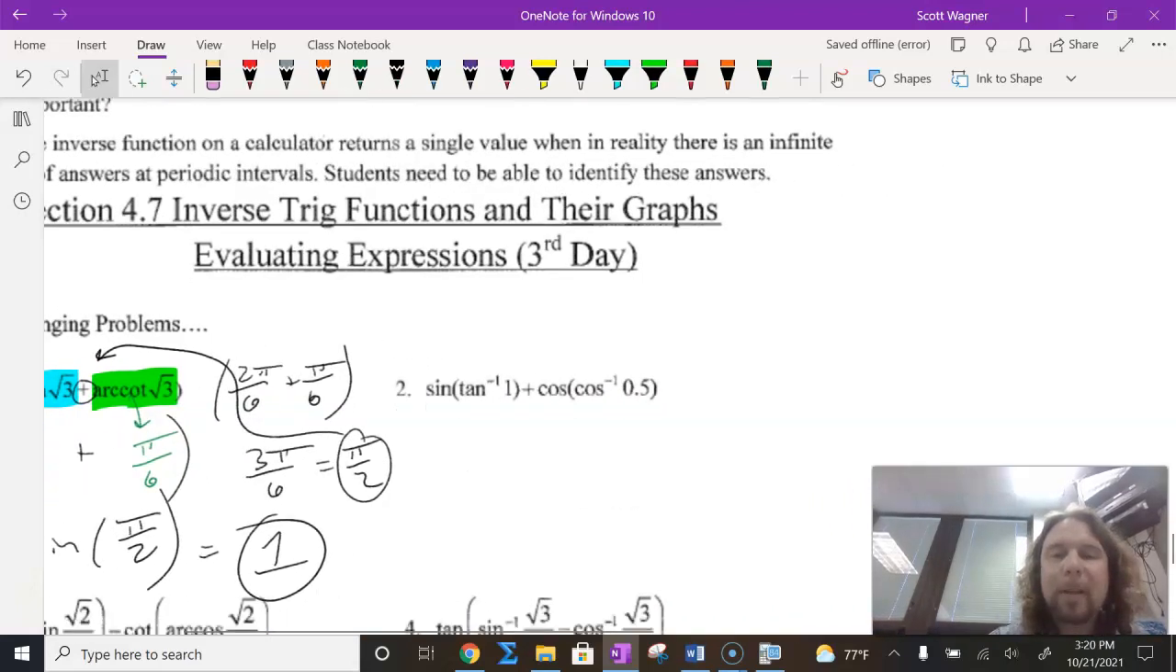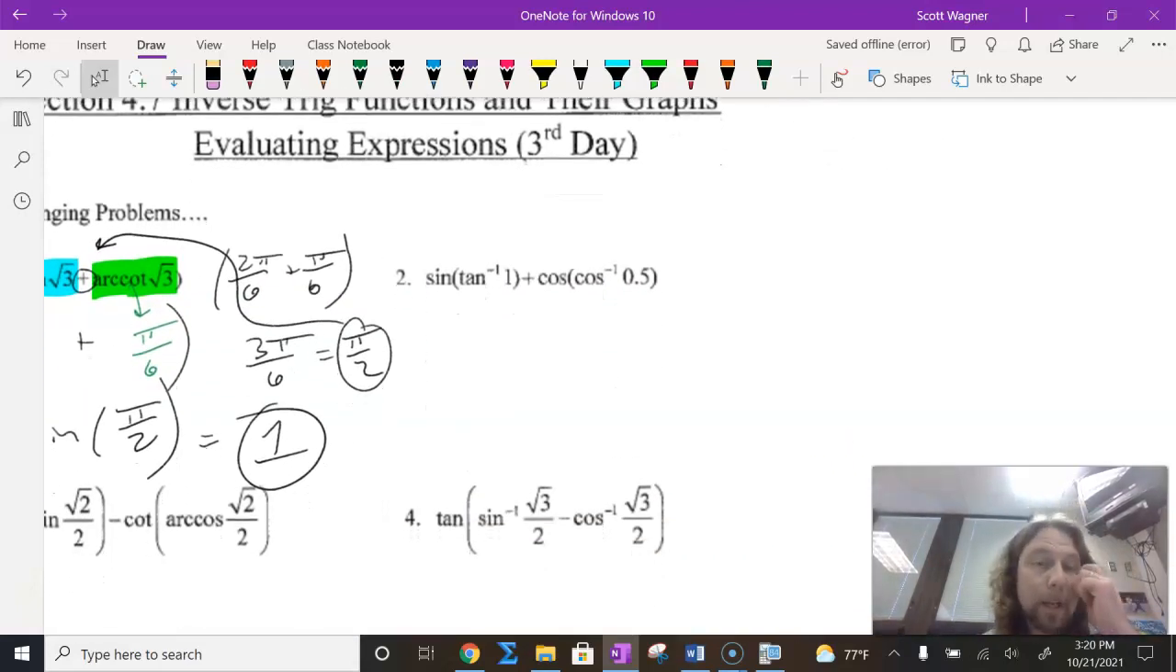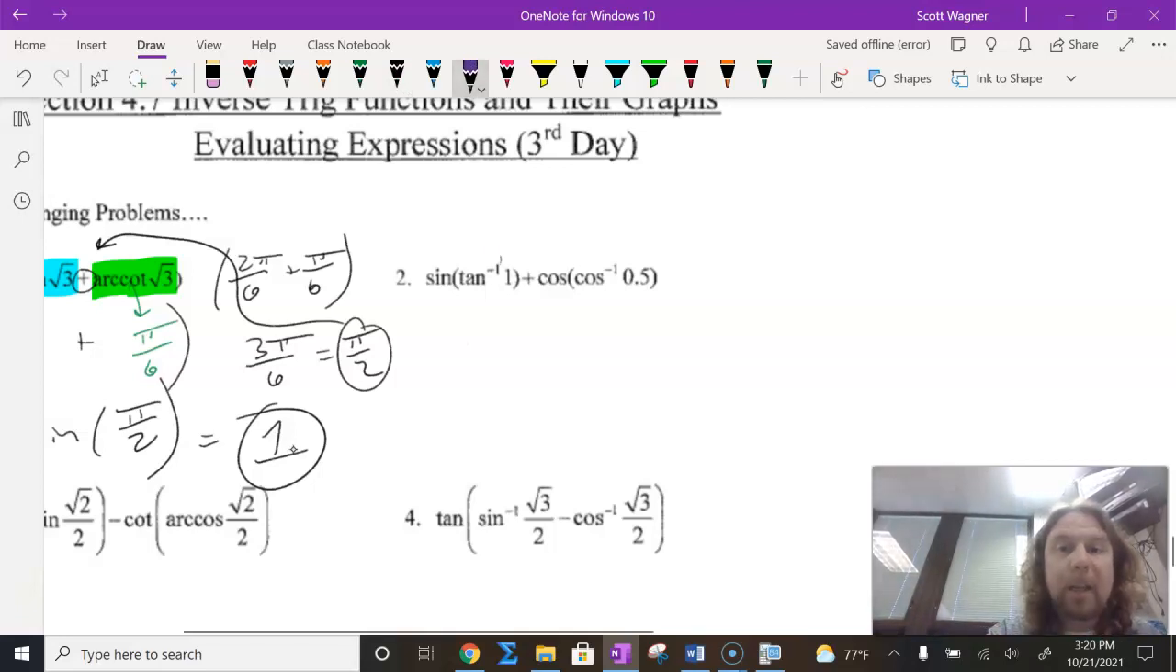We'll try a couple more of these. The sine of the inverse tangent of 1 plus the cosine of the inverse cosine of a half. Okay, so the sine of the inverse tangent of 1. What angle is going to give you a tangent value of 1? That's where we might want to start.